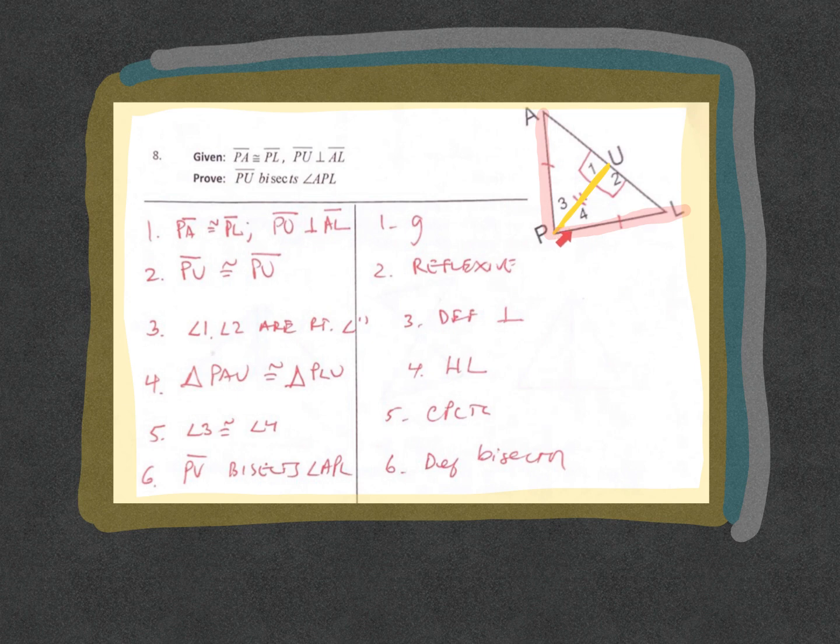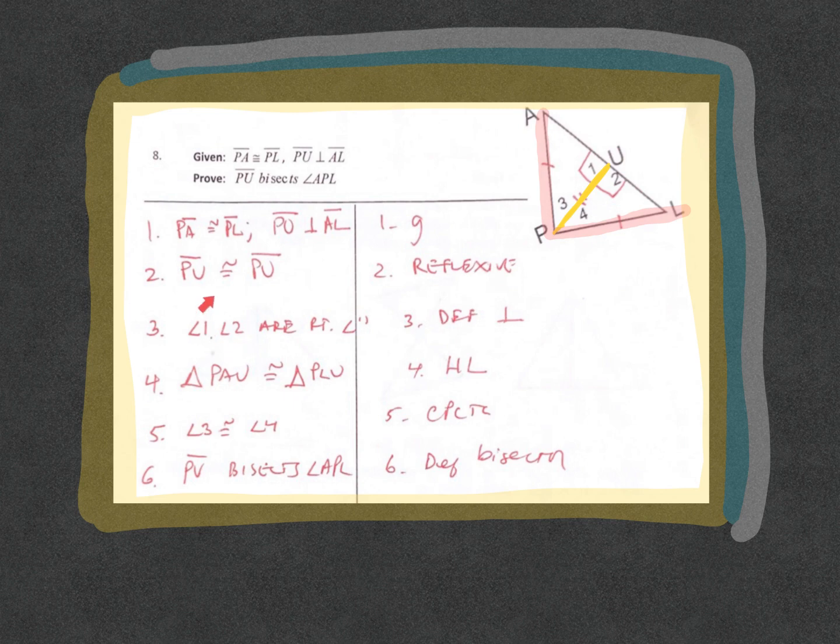By definition of bisector, that would mean that it cut this red angle APL into two congruent halves. So can we prove that angle 3 is congruent to angle 4? Here we go. We've got all the given stuff, and we've marked the congruent sides and the perpendicular segments. All right. We're going to prove that these triangles are congruent.